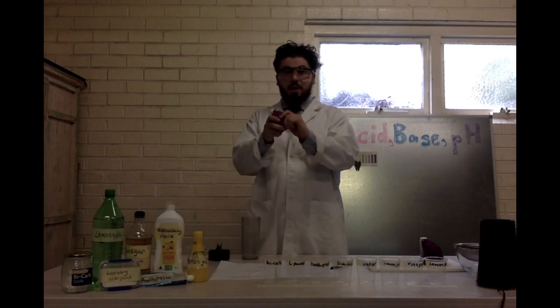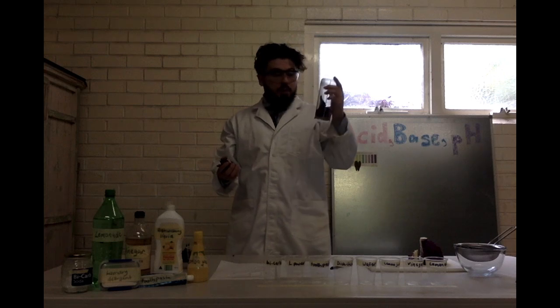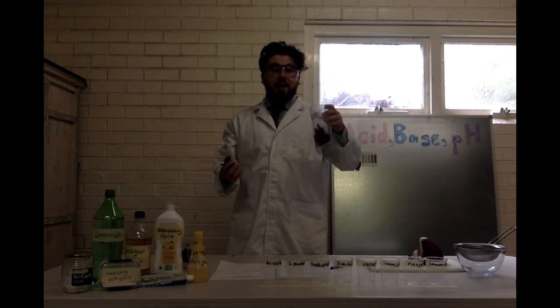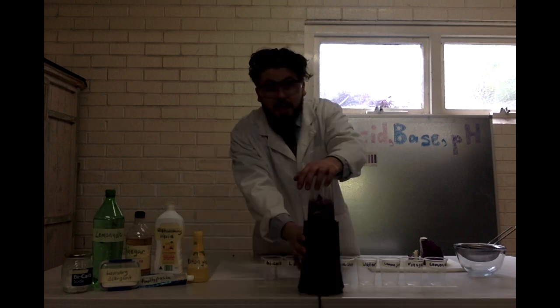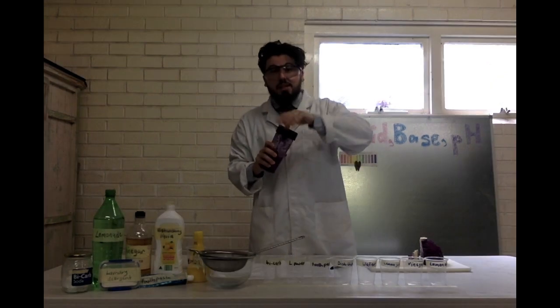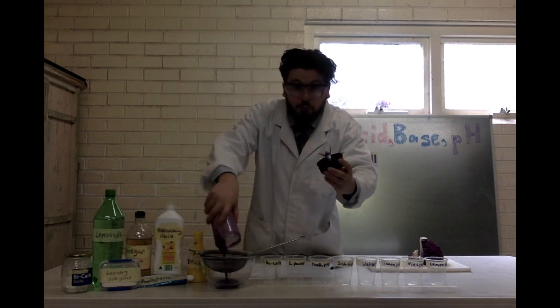Firstly, we're going to break the cabbage up. Next up, we need to fill our blender up with about half a cup of water and add in our purple cabbage. Now we blend it! Now that it's blended, we put it through a fine sieve, so we get rid of all the pulp.